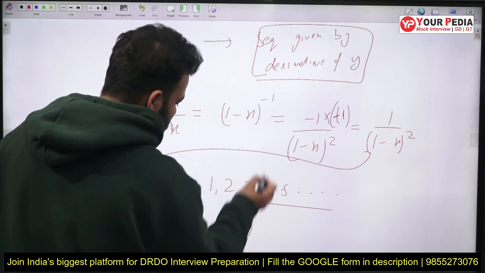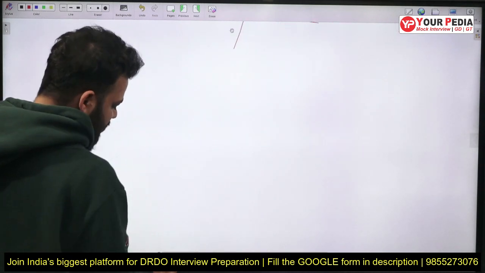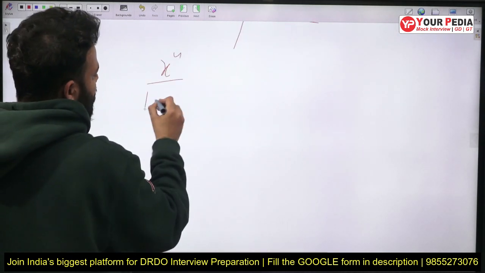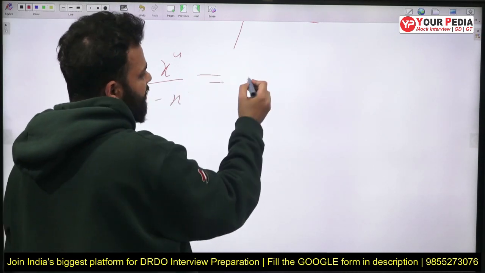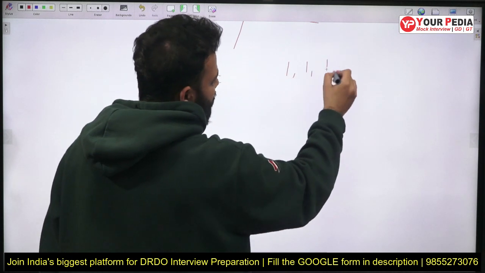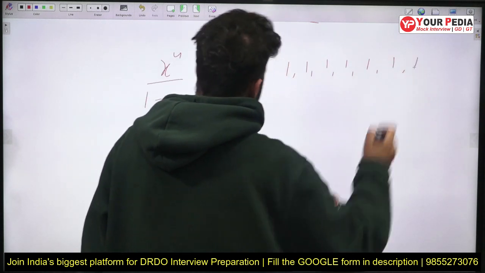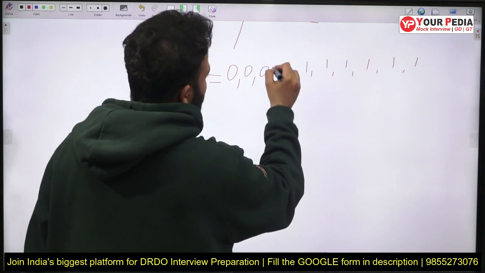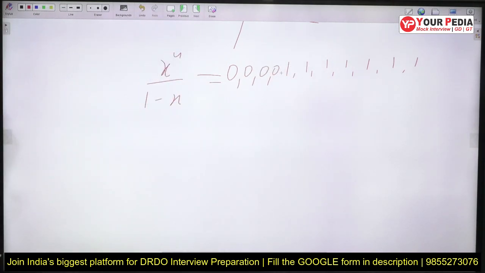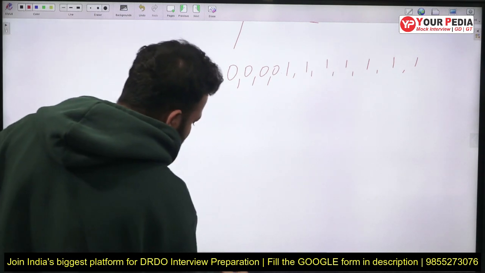It is asking what will be the sequence given by this generating function x raised to power 4 by 1 minus x. Now you can solve this very easily. For 1 by 1 minus x, the sequence is given by 1 1 1 1 1, and for x raised to power 4 you will do nothing but put 4 zeros at the start. So these are pretty easy questions here. Now let's try another question.